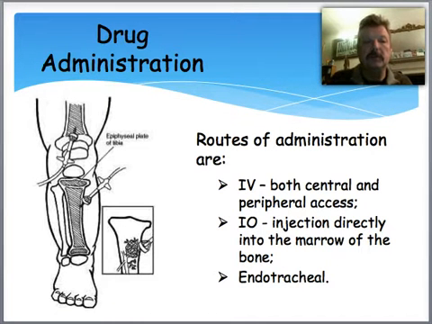Drug administration. Routes of administration are IV, both central and peripheral access, IO, injected directly into the marrow of the bone, and endotracheal.